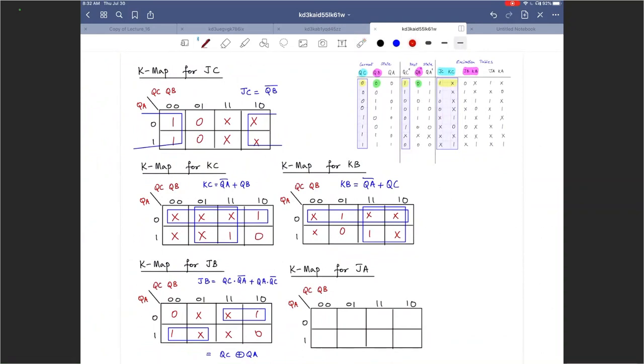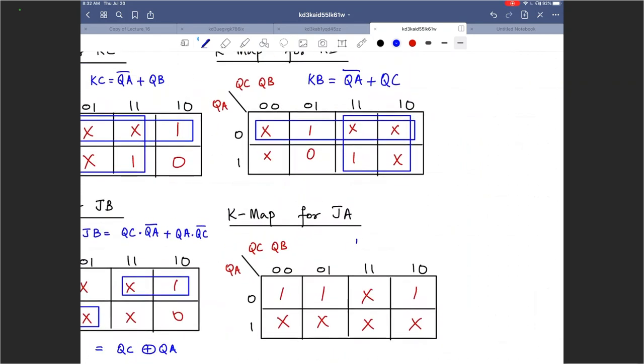JA is 1X, 1X, 1XXX. All right, so this is pretty easy. Can somebody help me figure out what is JA? Simplest equation for JA? Yes, 1 is right, because I can combine everything.